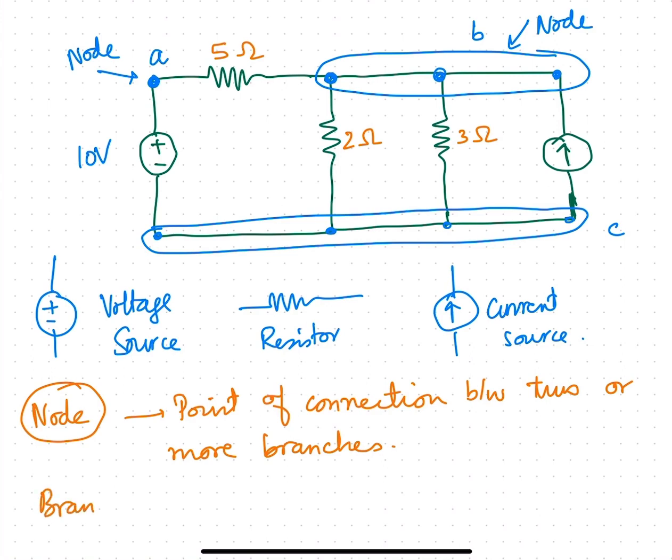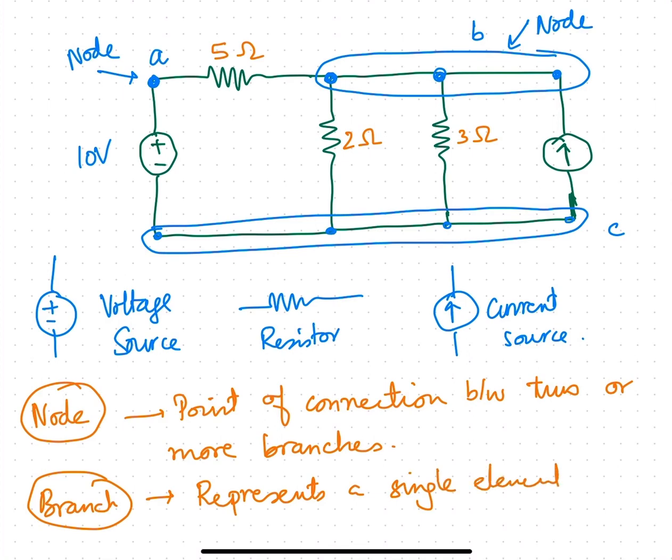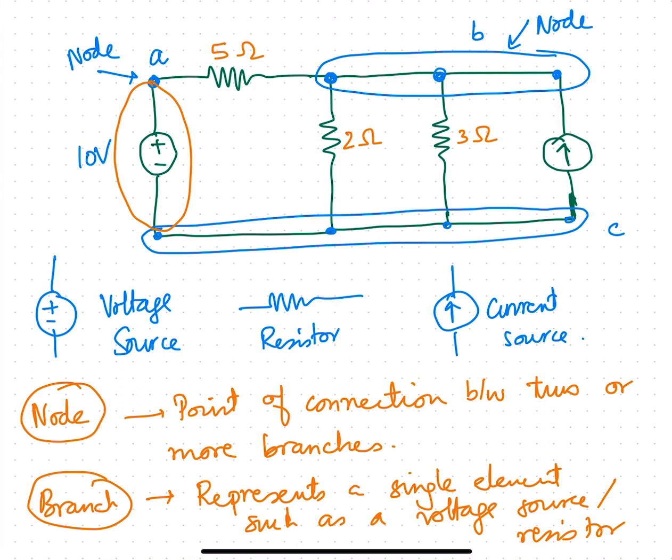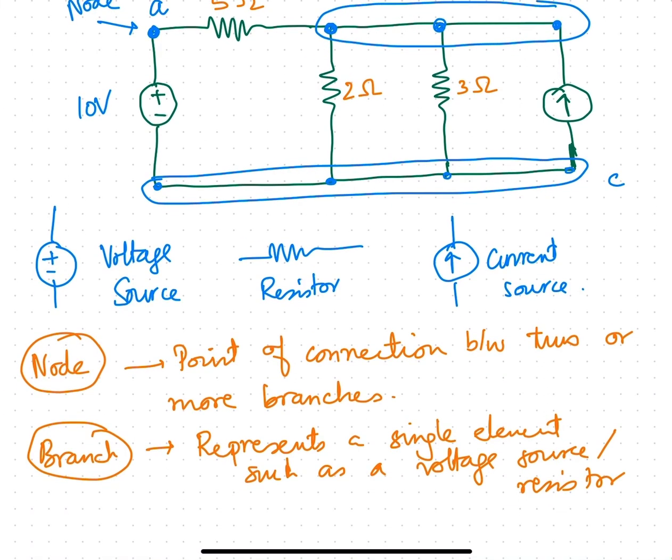So what is a branch? A branch represents a single element, such as a voltage source or a resistor. So this part here is called a branch. Similarly, this part here is also called a branch. Okay, this part here is also called a branch. So when you have a number of branches connected at one point, they form a node.